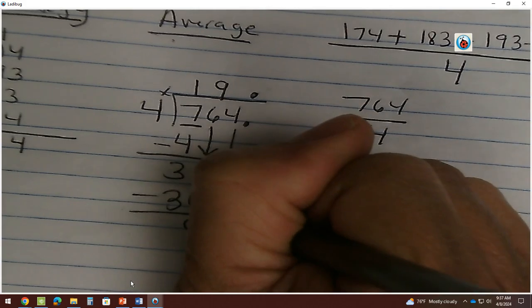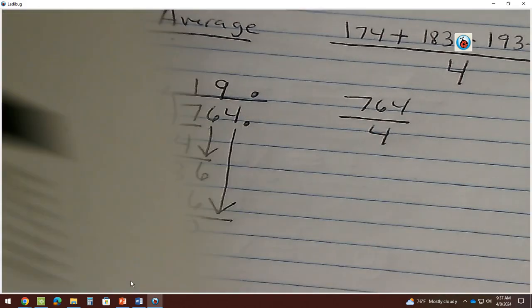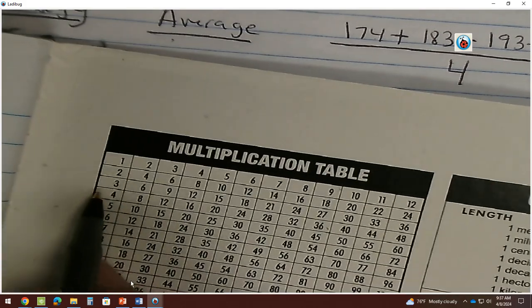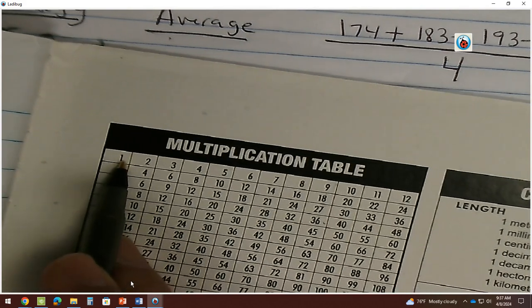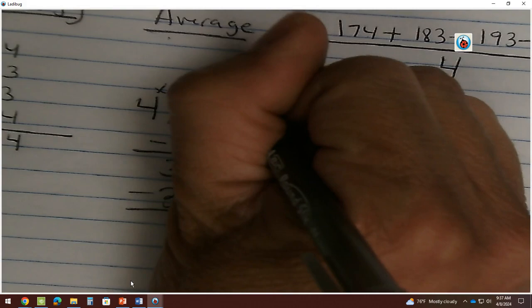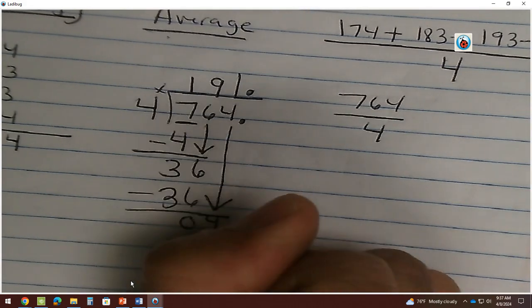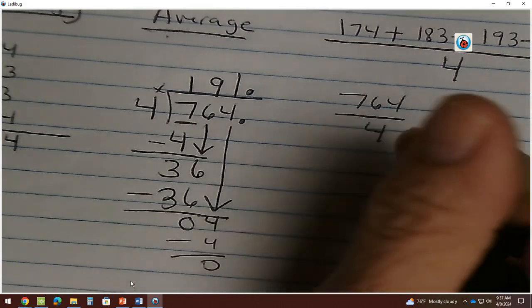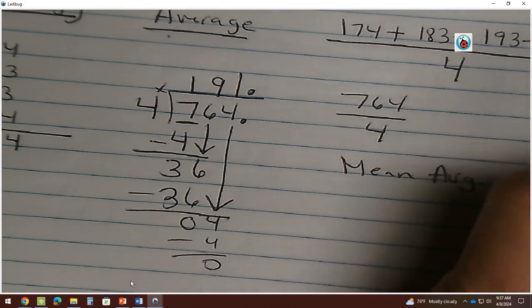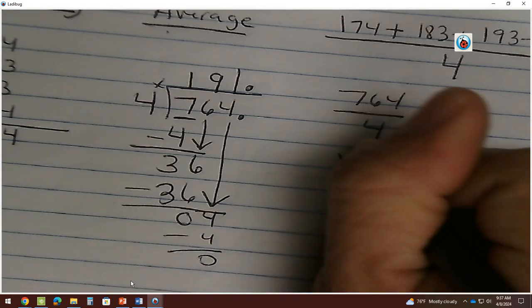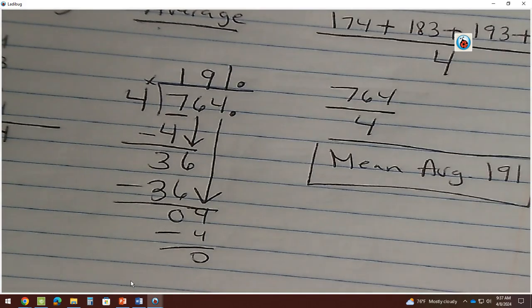We go one at a time. 4 is next. Go to your chart and start with a 4. And this is already 4. And who's there on the top? 1. So guess who goes on the top here? 1. So the mean, the average is 191. That is the mean, the average, 191 for number 1.